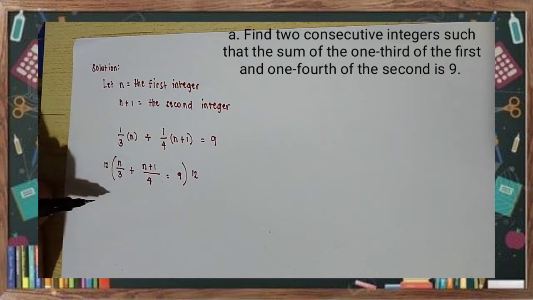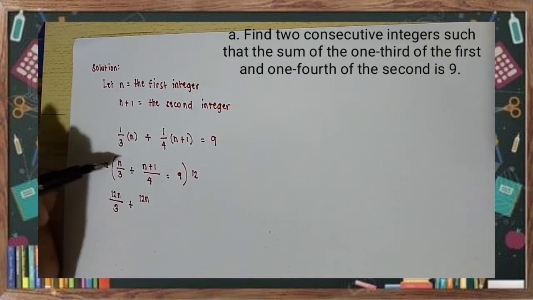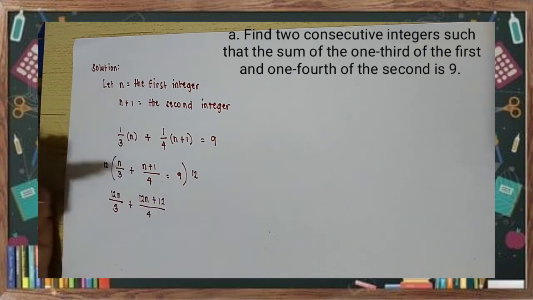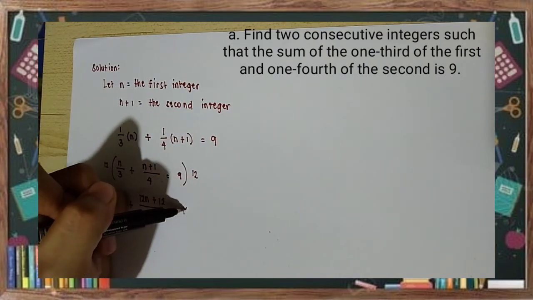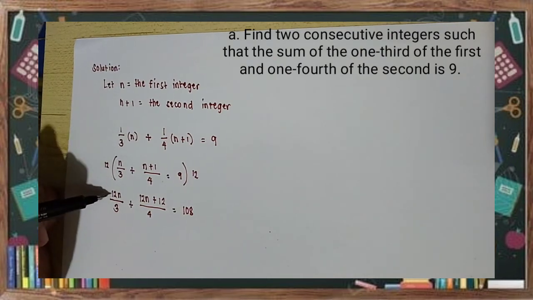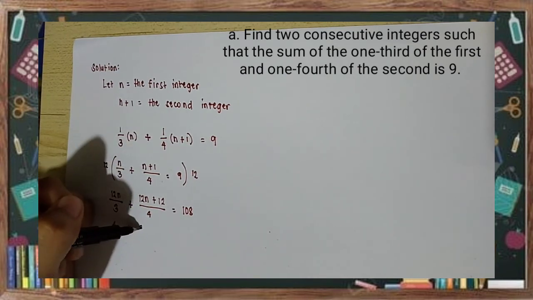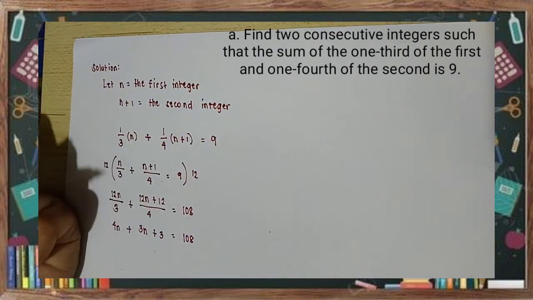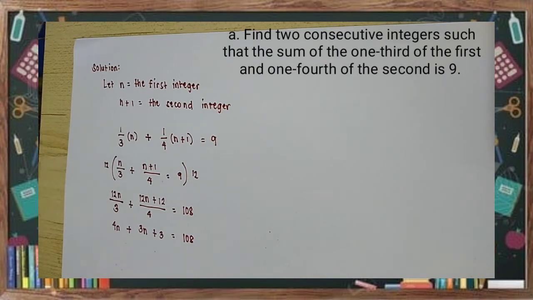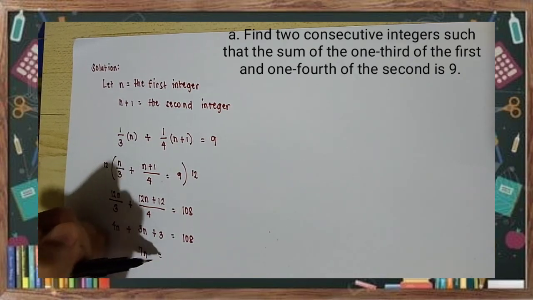Kung saan i-multiply natin yung 12 dun sa numerators. So, 12 times n ay equals to 12n over 3 plus 12 times n ay equals to 12n, 12 times 1 ay equals to positive 12 over 4. Then, 12 times 9 ay equals to 108. Okay? So, let us simplify. 12n divided by 3 ay equal to 4n plus 12n divided by 4 ay equals to 3n and 12 divided by 4 ay equal to positive 3 equals to 108. Okay, then separate the variables and the constant using the additive inverse or the distributive property. Okay, so 4n plus 3n ay equals to 7n equals to 108.